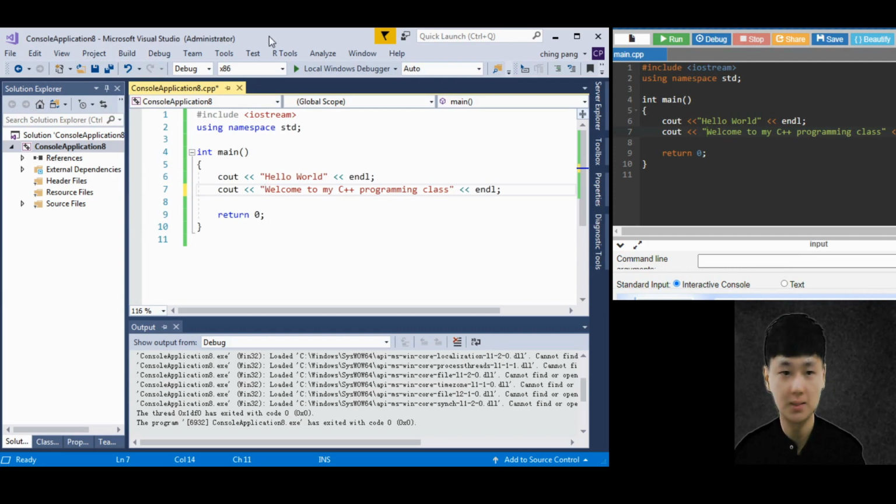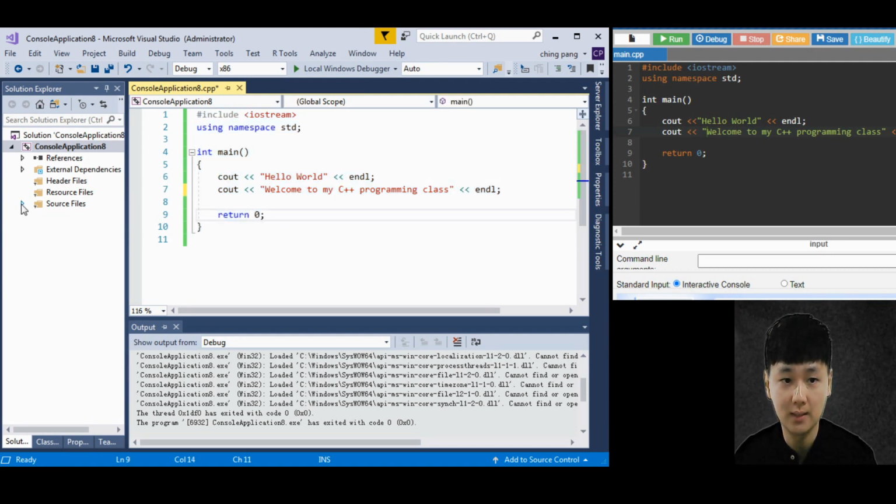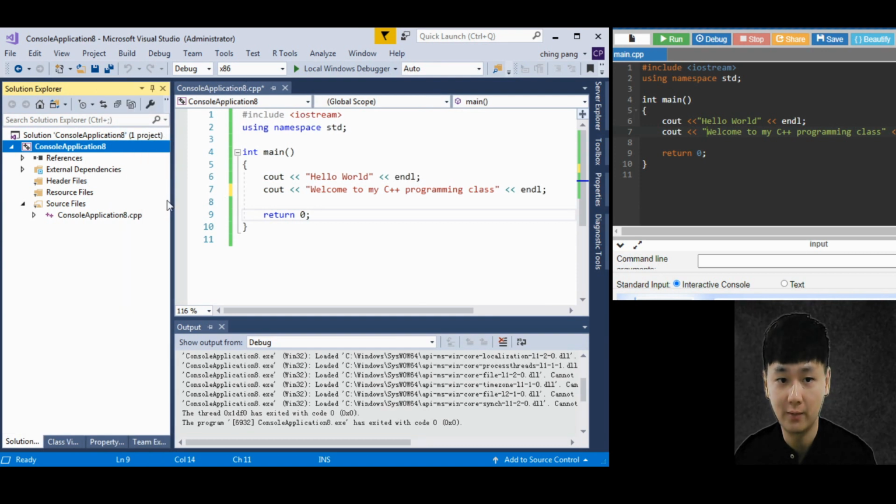Okay, so this is the actual layout for this IDE in Visual Studio. We have what we call a text editor, which allows the user to write their coding. All this coding is known as source code. All this coding will be stored inside this CPP file.